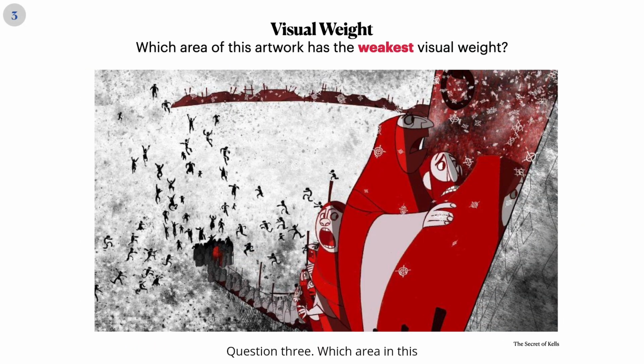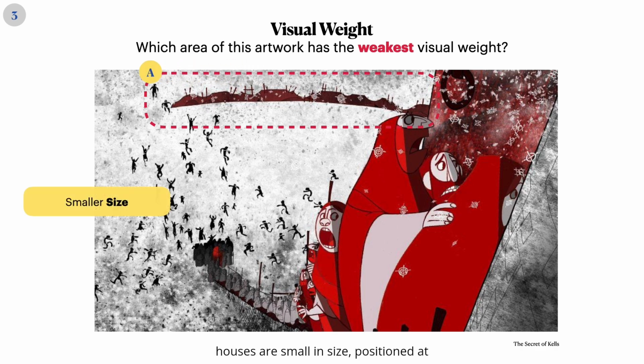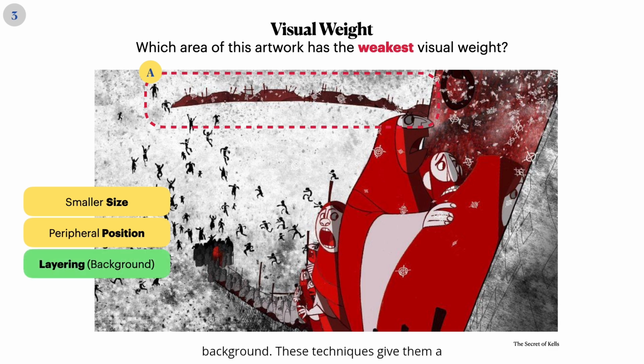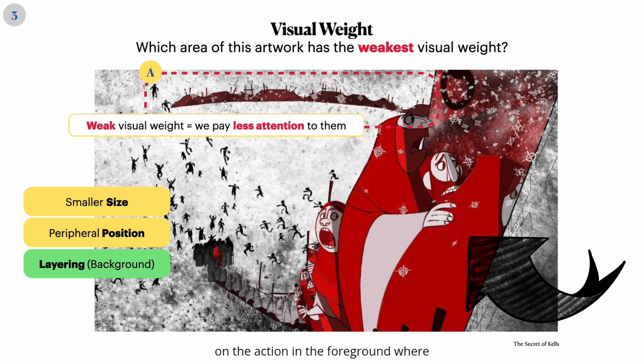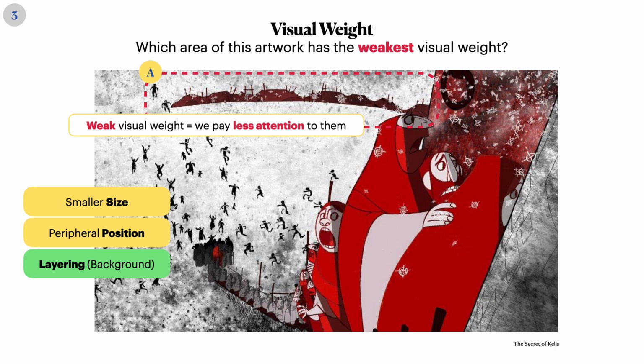Question 3. Which area in this artwork has the weakest visual weight? A. The houses in the background, B. The screaming man in the middle ground, or C. The two frightened men in the foreground? If you guessed A, you're right. The houses are small in size, positioned at the edge of the artwork and in the background. These techniques give them a weak visual weight, so we pay less attention to them, and instead we focus on the action in the foreground where there is stronger visual weight.